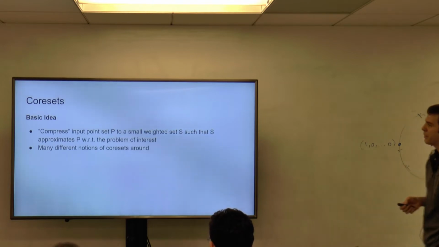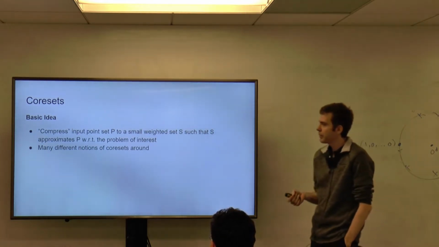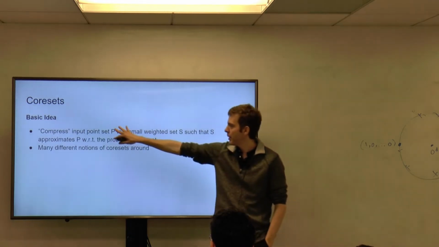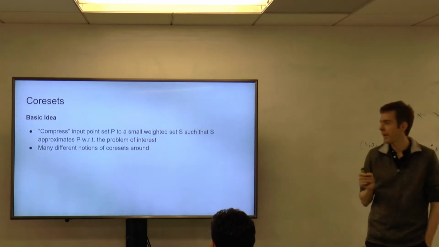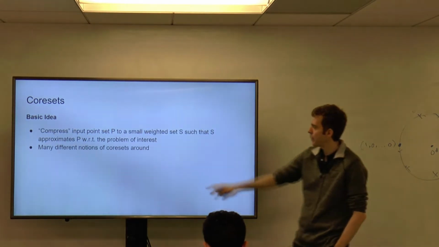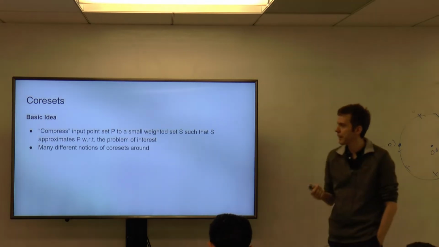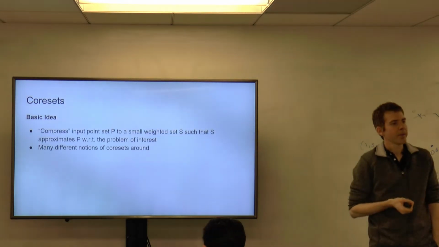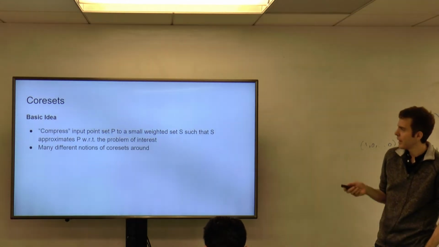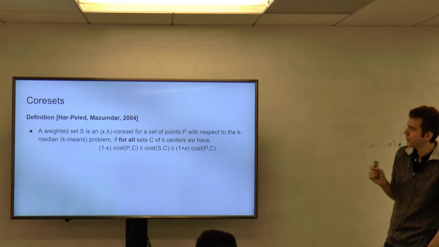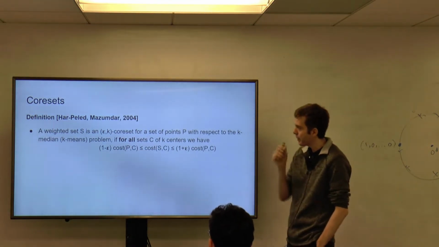Okay. So this motivates the notion of a coreset. What you'd like to do is you have your input set P, and you'd like to compress it to a small weighted set S. I'll describe what the weights mean, such that S approximates P with respect to the problem of interest. Okay, so there are many different notions of coresets around. I'm going to use the original definition introduced by Har-Peled and Mazumdar, which is the following.